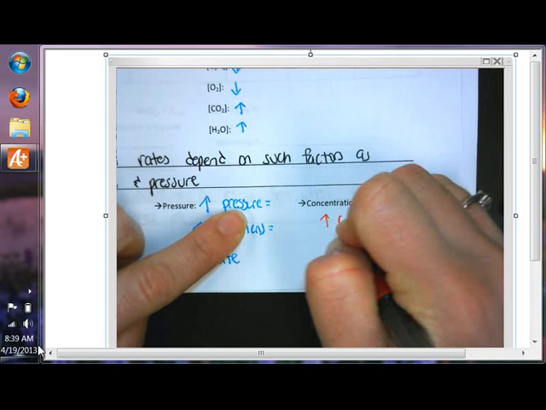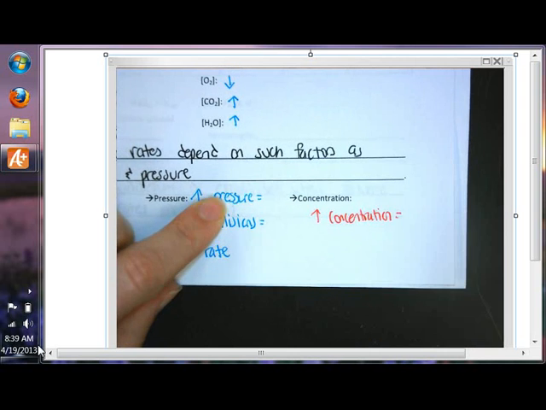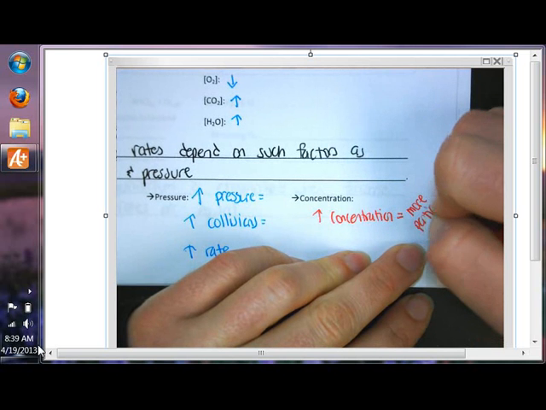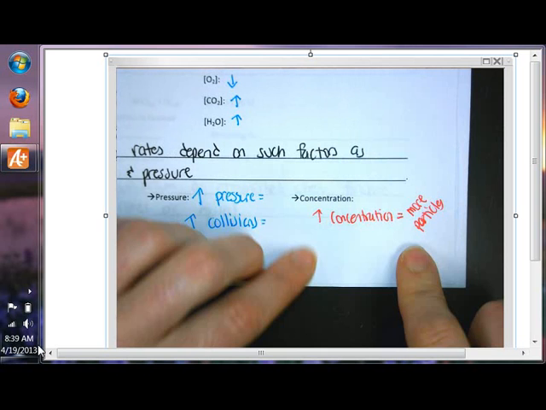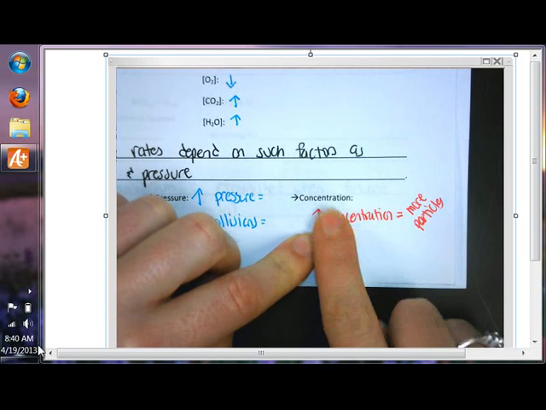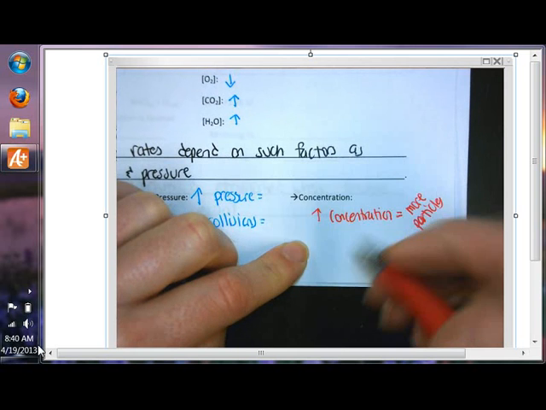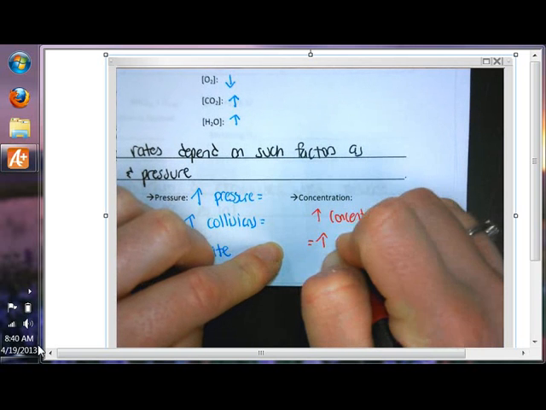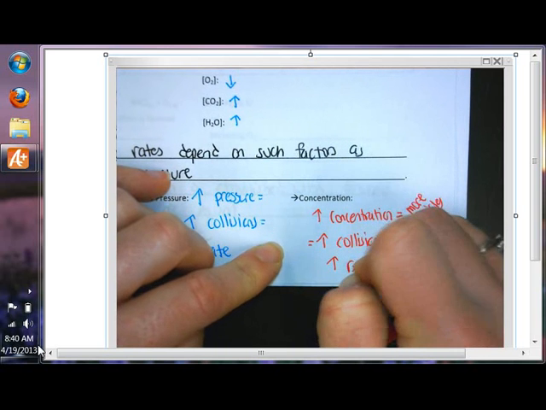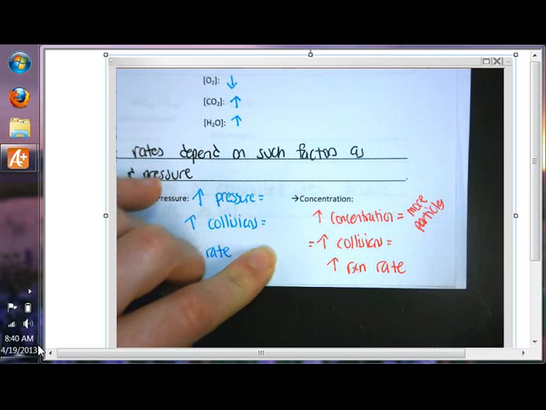Same thing with concentration. If you increase concentration, that means that you have more particles. So it's like maybe you only had a teaspoon of sugar inside a cup, and instead of a teaspoon, you increased the concentration and you added a whole cup of sugar. That would be lots more particles. And that means you would have lots more collisions, so increased collisions, and that would equal an increased reaction rate, or the reaction is going to speed up. Flipping the page.